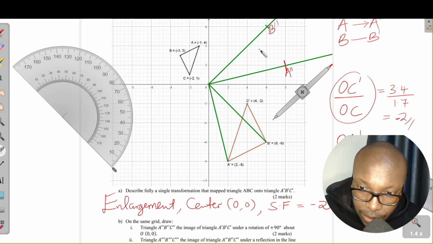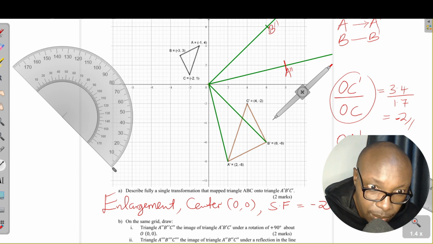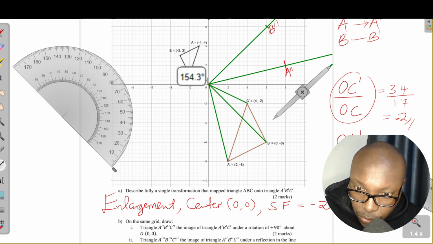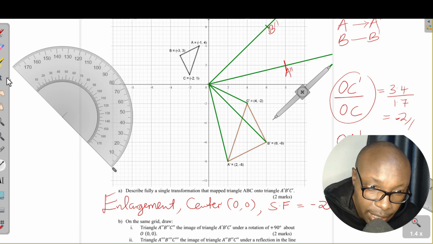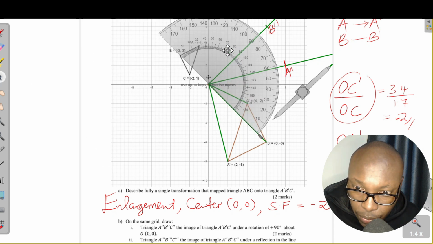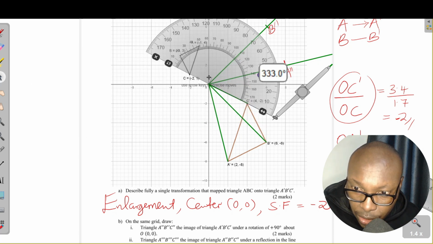So the last one is C. From C to the origin, you join that. Then from there, you place your protractor and measure 90 degrees.